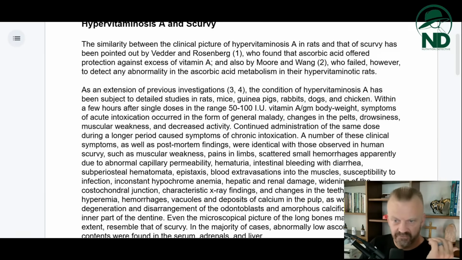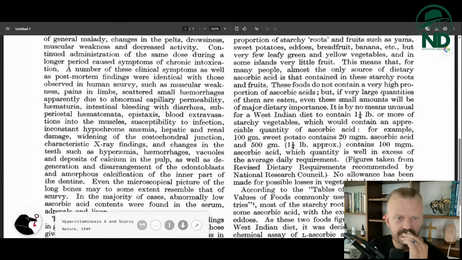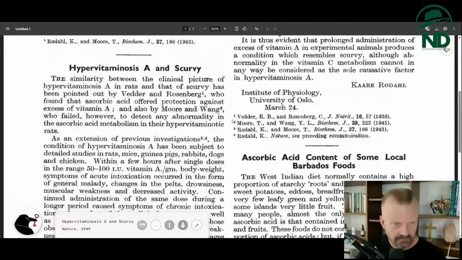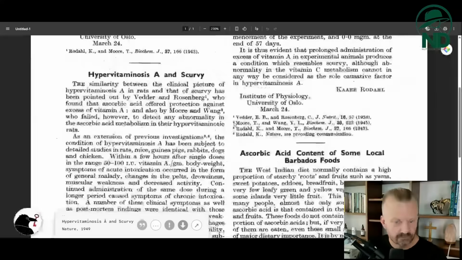There's another one. Is this Vetter? This is Rodal. Oh, yes. Rodal was the guy who wrote the 50-page study. Oh, I got to share the screen. Sorry. Thanks, Joe. Can I move this?